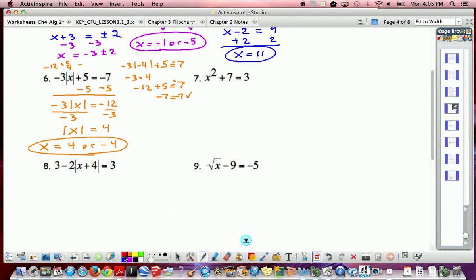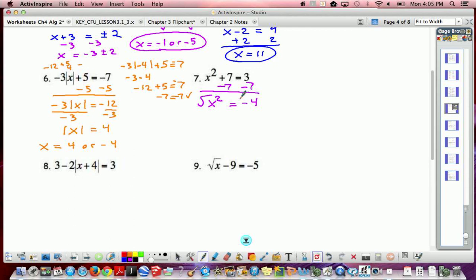Number 7. x² + 7 = 3. So I'm going to subtract 7 from both sides. I meant to switch colors just so that it's a little bit easier to follow. When I do that, I get x² = −4.